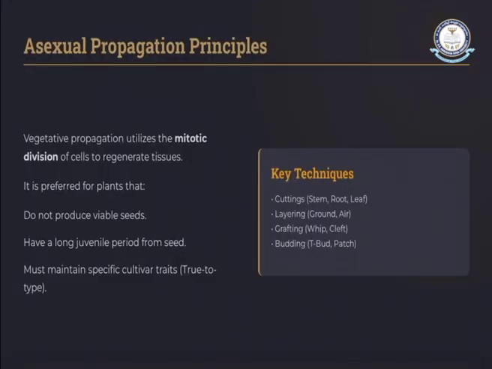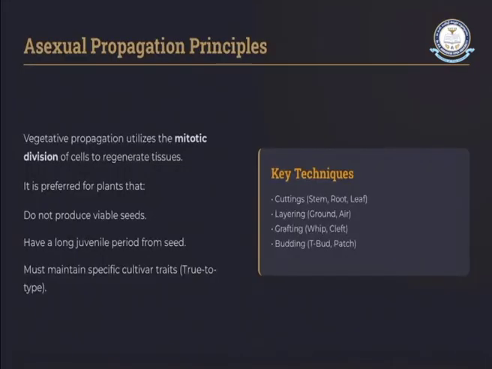We have asexual propagation. Asexual propagation is also called vegetative propagation. It is done through any vegetative parts like stem, leaves and roots. Here, vegetative propagation utilizes the mitotic division of the cells to regenerate the tissue. It requires mitotic division to happen for the regeneration of the tissue.